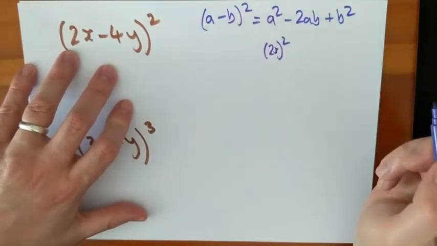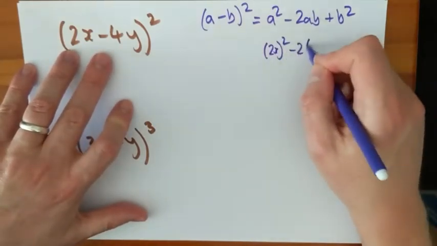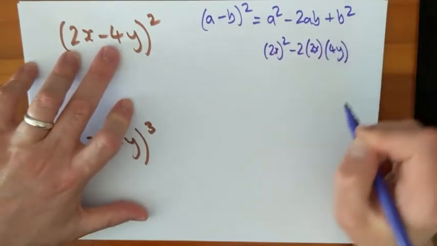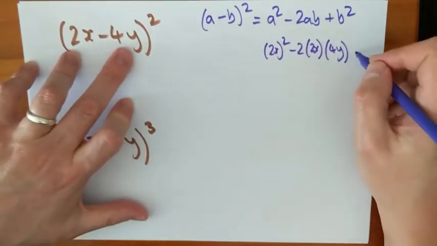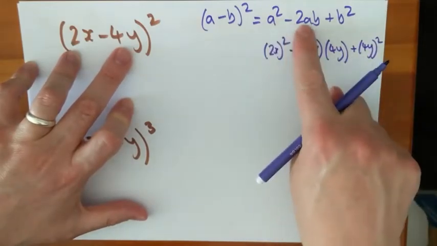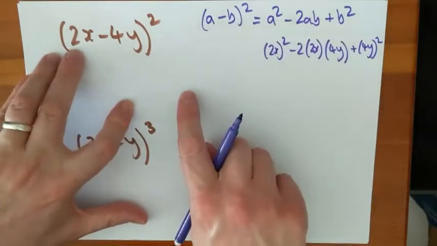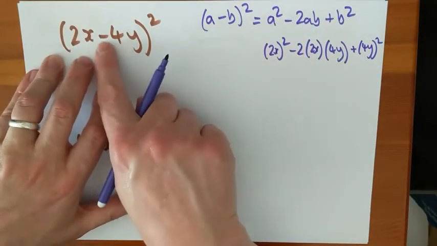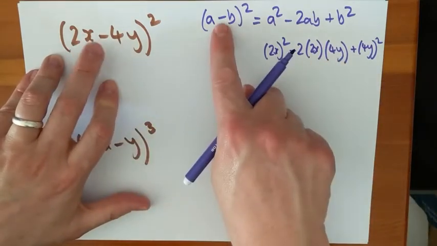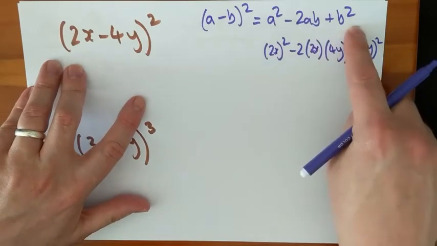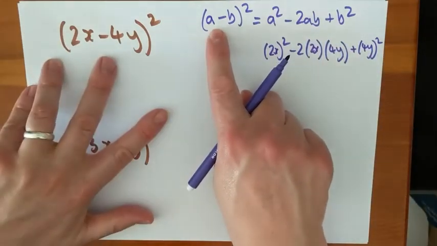2x all squared minus 2 times 2x, which is our a, and then the 4y, which is our b, and right at the back we've got plus 4y all squared. I've just used this formula and replaced every single a with my 2x and every single b with my 4y. We don't need to use that minus involved with the 4y because the minus is the same in this expression as it is in this expression, and we're using this pattern from this a minus b.